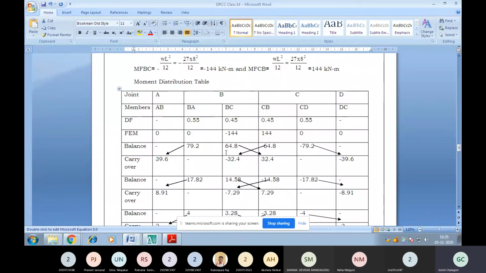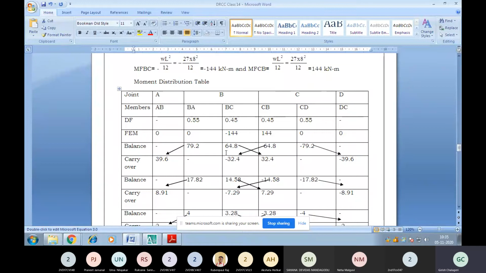The table has joint, members, distribution factors, and FEM. This is written first. A, B, C, D are the joints. A and D are fixed, and only B and C get the rotation. So the members are written as AB, BA, and as per that, the distribution factors are written.